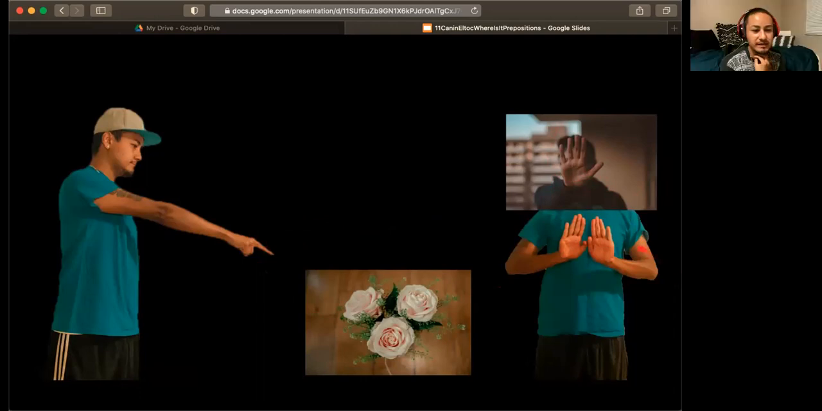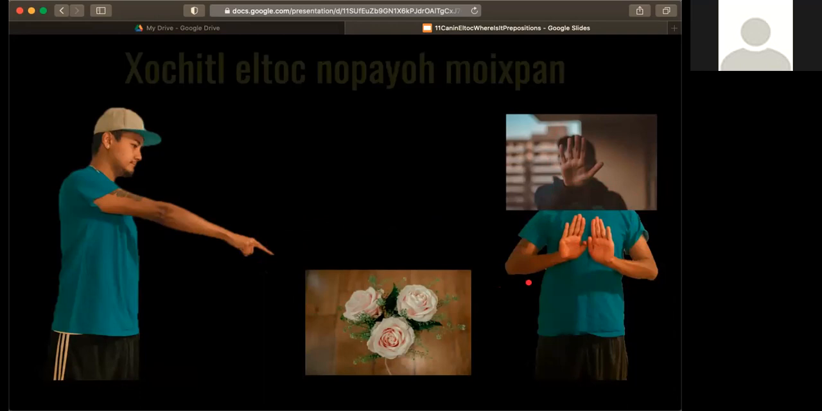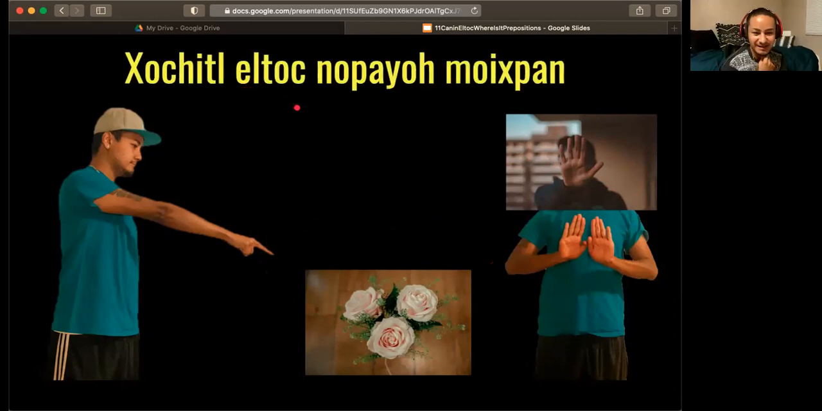So in this case, it would be in front of you, but over there in front of you. Xochitl Eltoc Nopayo Moixpan. Quali? Hoy, that was a mouthful. But see, this is how we're going to get you to make sentences. If you notice, this is how I teach you to slowly start making sentences. I mean, these are all full-fledged sentences.